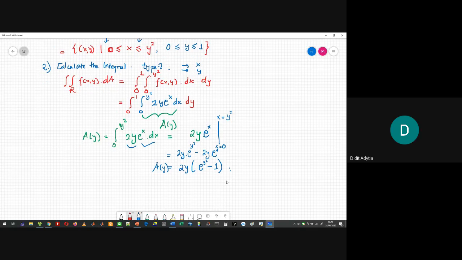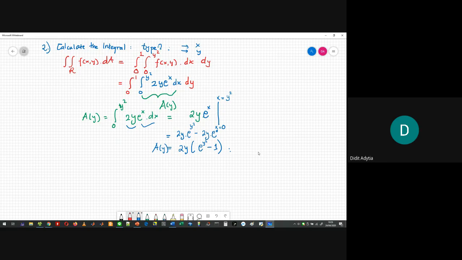Now, we calculate the whole thing. I use a red one. Now I calculate with respect to y, 0 to 1, and then this is 2y e to the power of y square minus 2y, and then this is dy.